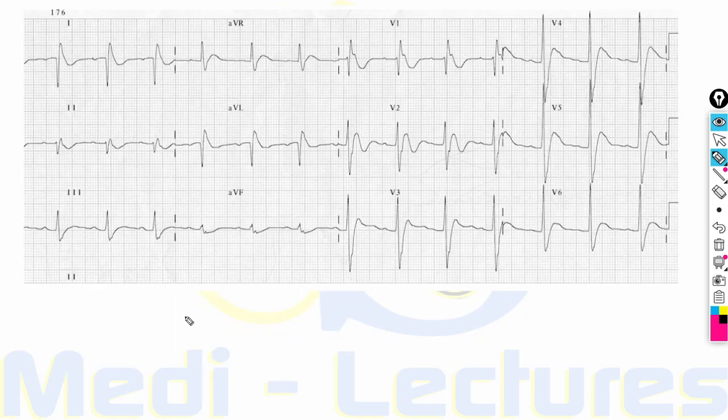Now this is again an ECG of a patient of hypercalcemia. In this we can see an extremely short QT interval, which almost merges with the QRS complex. These are bizarre looking QRS, and Osborn waves can be seen in lead V1. So this is definitely an ECG of hypercalcemia.